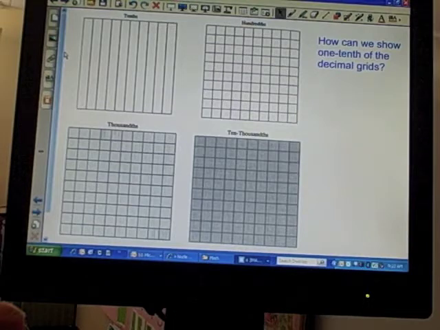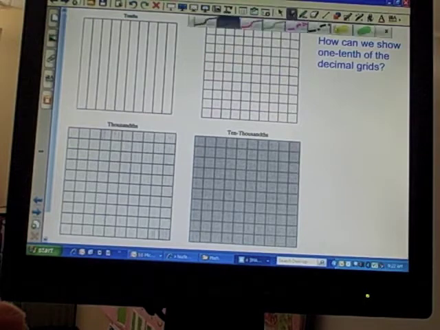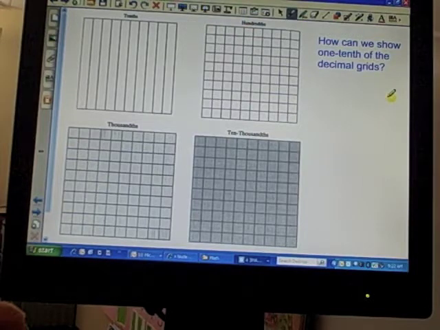Shaylin, what's the first one? Yeah, the tenths. And then the next grid is broken up into thousandths, and then 10,000. So let's get out our highlighter. Can someone show me what tenths are? Here we go. Let's see that.